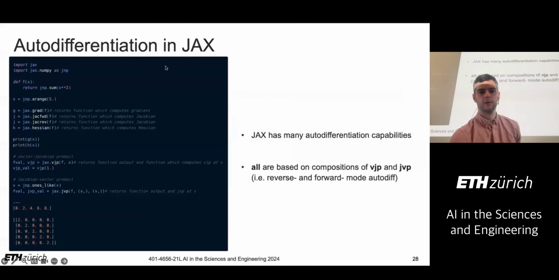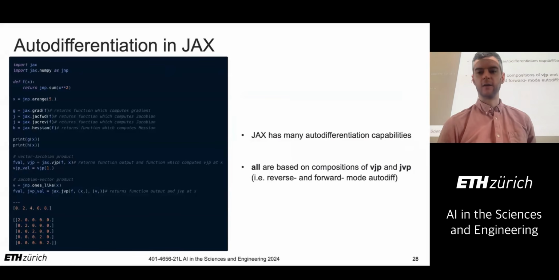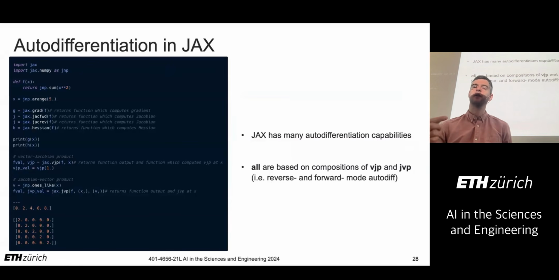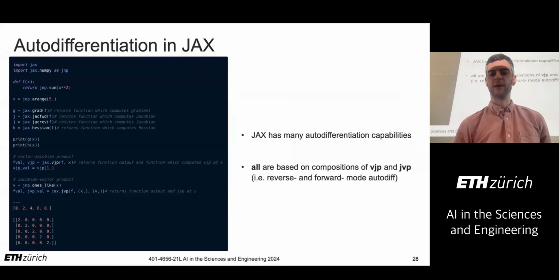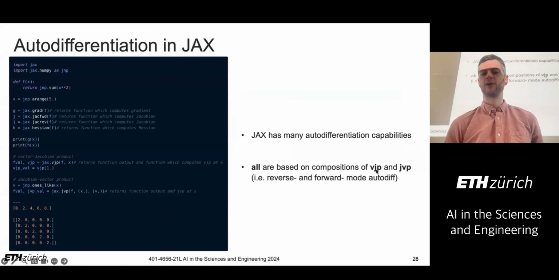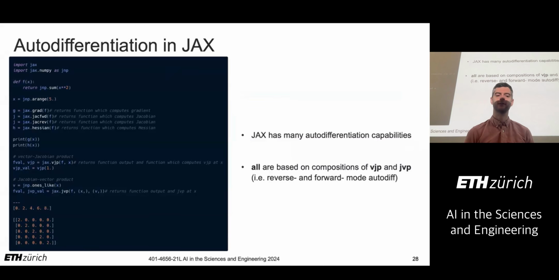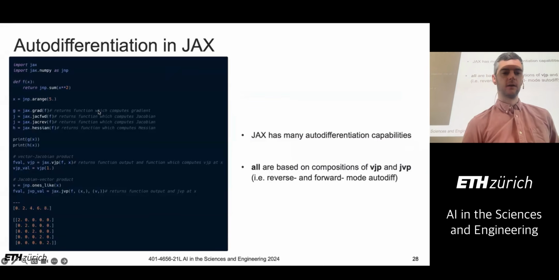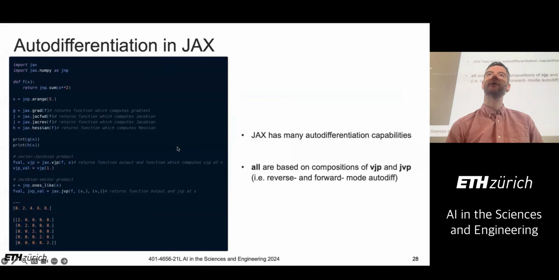Okay. So I just showed you the gradient, which does the gradient for a function that outputs a scalar. But in general, JAX can do vector Jacobian products and Jacobian vector products, as I was describing in the auto differentiation lectures. And in fact, all of JAX's auto differentiation program transformations are based on compositions of the VJP and JVP. They're just specializations or compositions of these two fundamental program transformations.